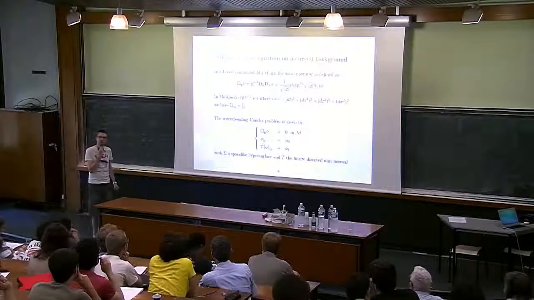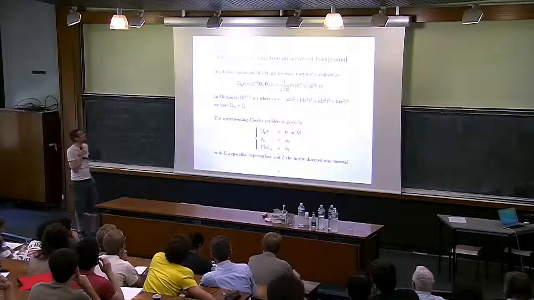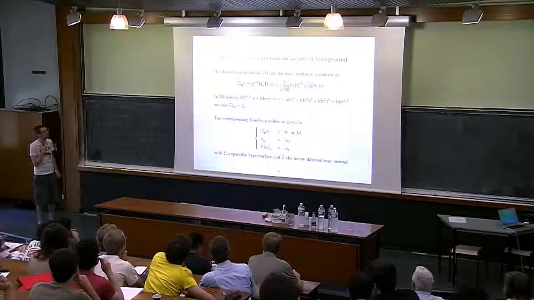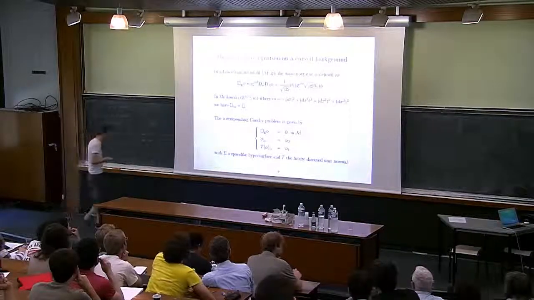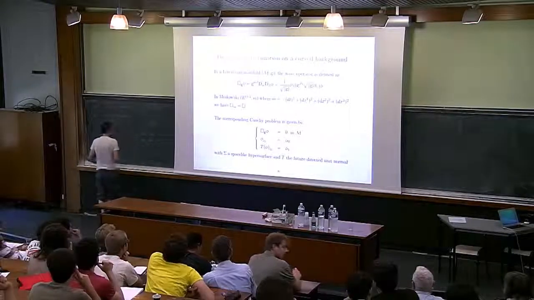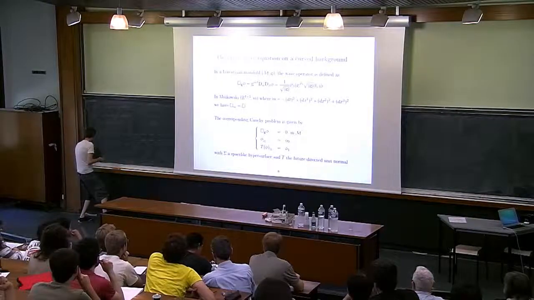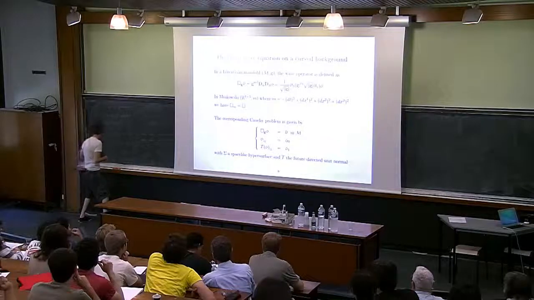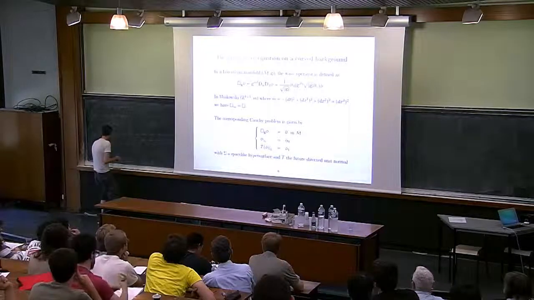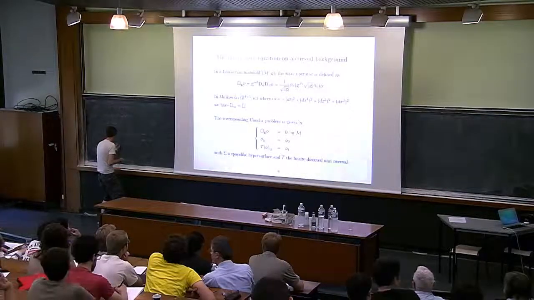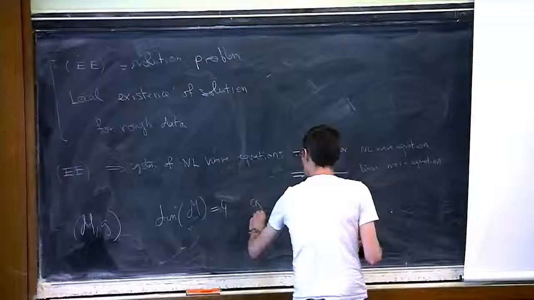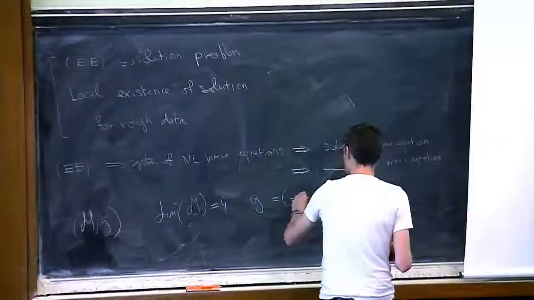So what is more relevant actually is not the flat wave equation. It's the wave equation on the curved background. So here you have a Lorentzian manifold. In all this series of lectures, I will always denote by M a manifold of dimension 4, and g will always be a metric of signature minus plus plus plus.